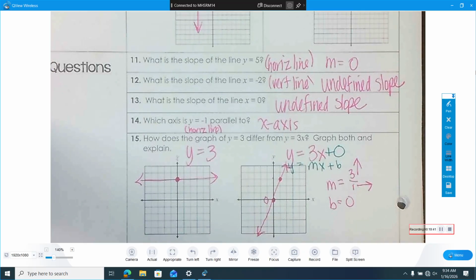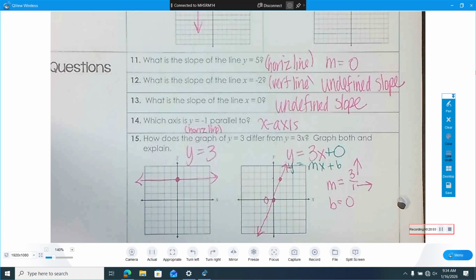So how do the graphs of them differ? They're very different, aren't they? Very different, right? So one has the x. Anything with an x is going to be a slanty line, okay? But if it doesn't, it's going to be just flat horizontally or straight up and down vertically, okay?